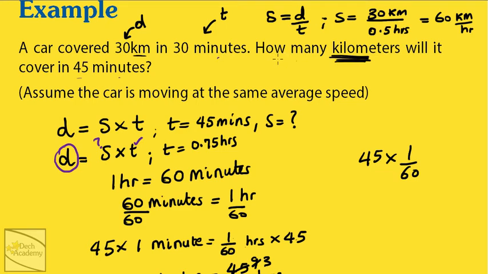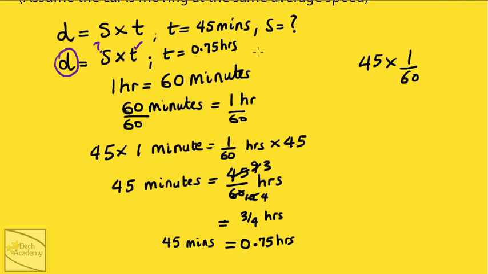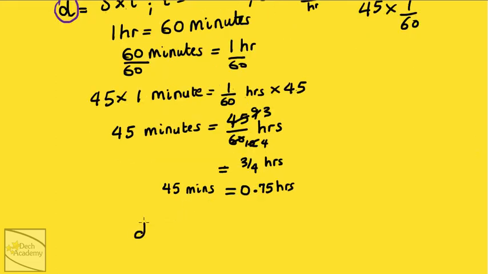So in the second scenario, they're pretty much saying how many kilometers does the car move if it travels at this same average speed for 45 minutes. So what we now know is this speed. This speed we now know is 60 kilometers per hour. So the distance is speed times time, which is the speed times the time.